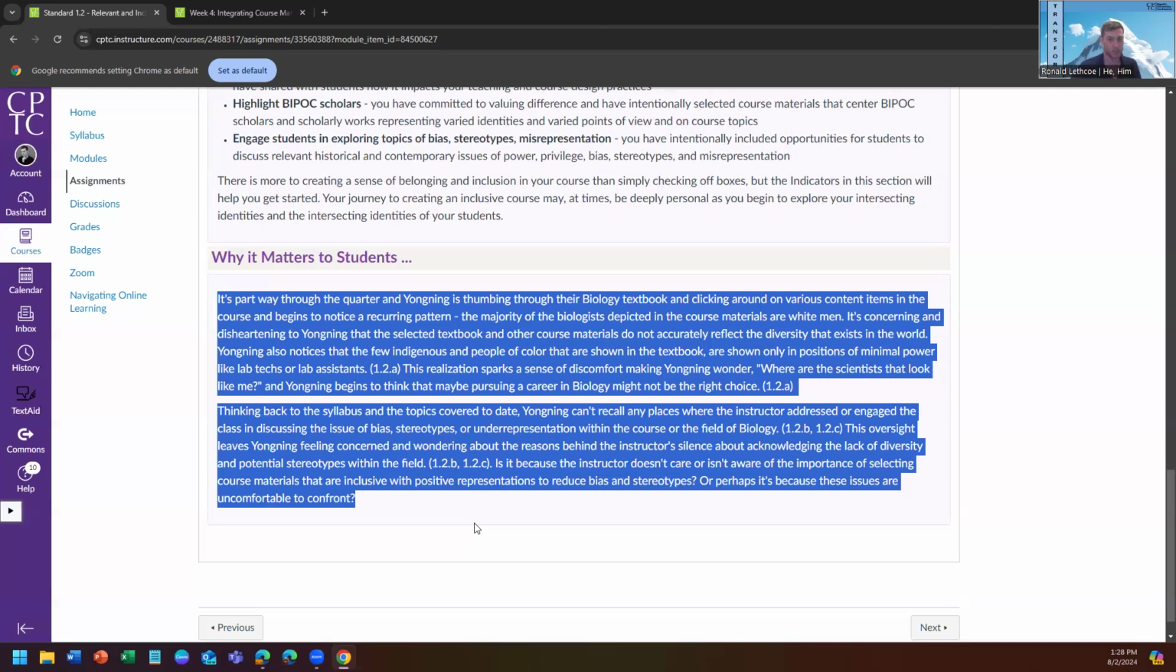Is it because the instructor doesn't care or isn't aware of the importance of selecting course materials that are inclusive with positive representations to reduce bias and stereotypes? Or perhaps it's because these issues are uncomfortable to confront.